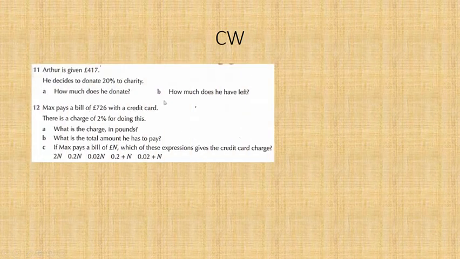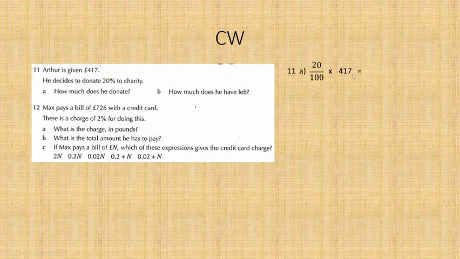Okay, let's have another one. Arthur is given 417 pounds. He decides to donate 20% to charity. How much does he donate? It's the same thing, the same everything here. Question number 11, it's going to be for 20%. That means 20 over 100, and then multiplied by 417.